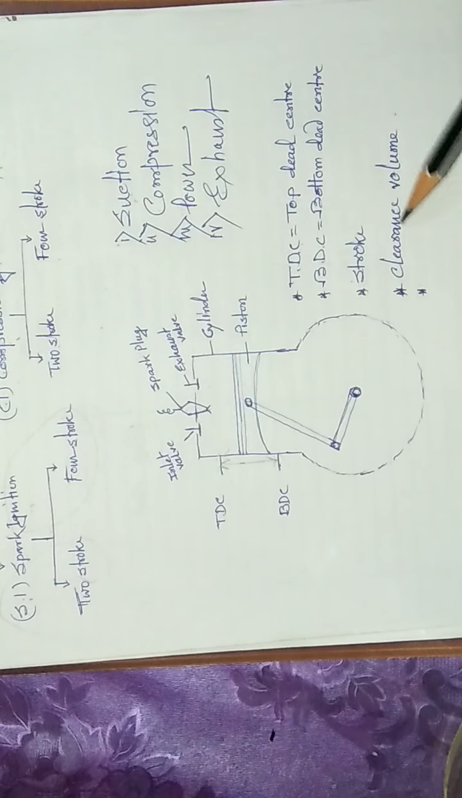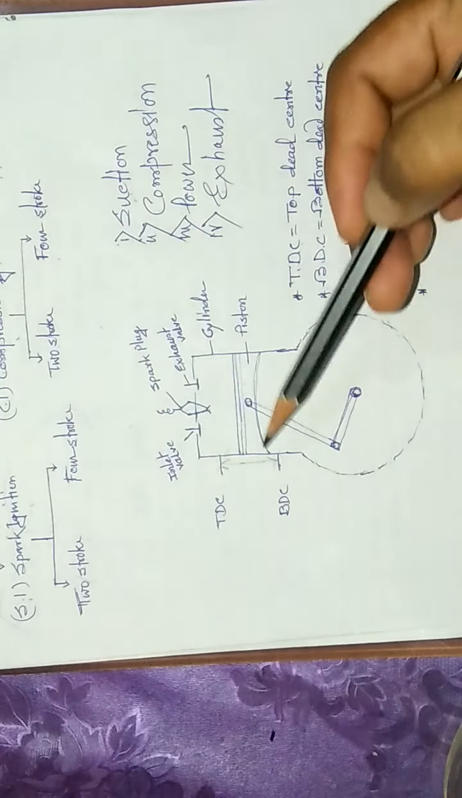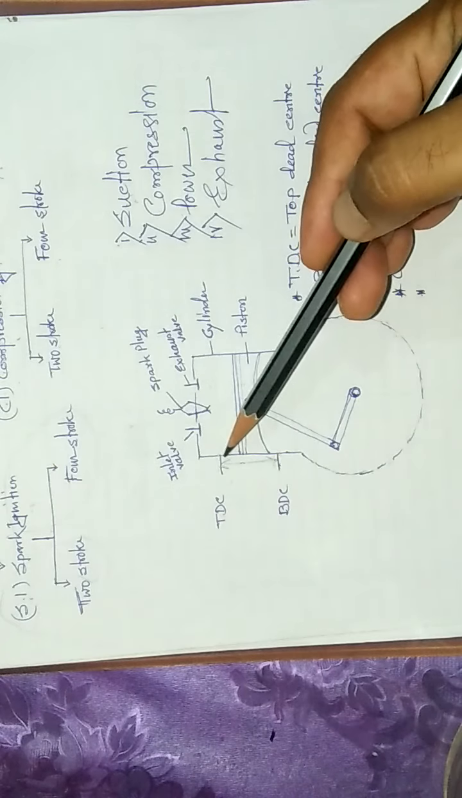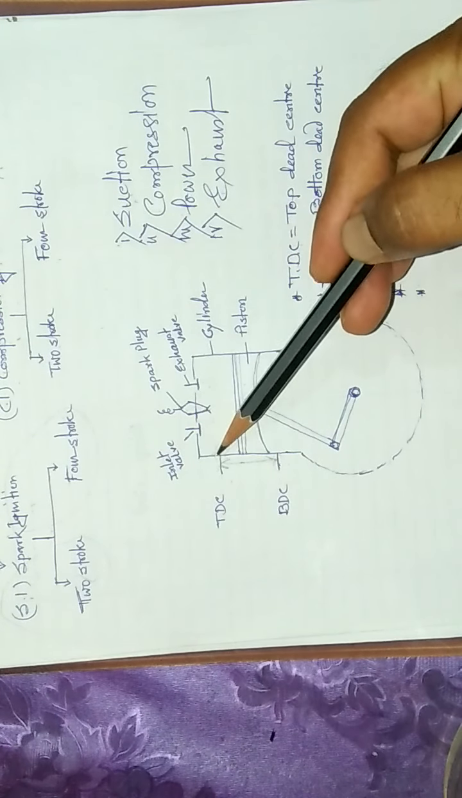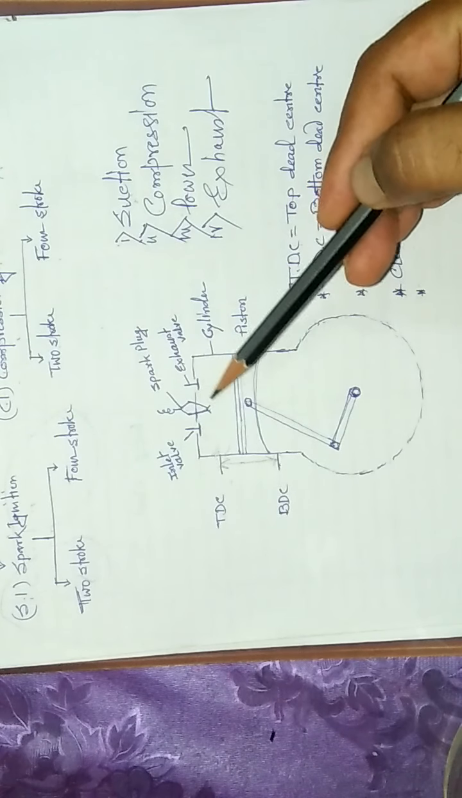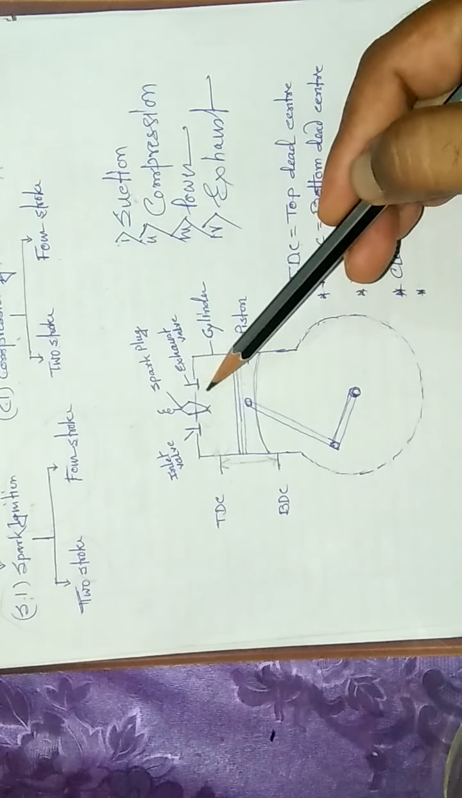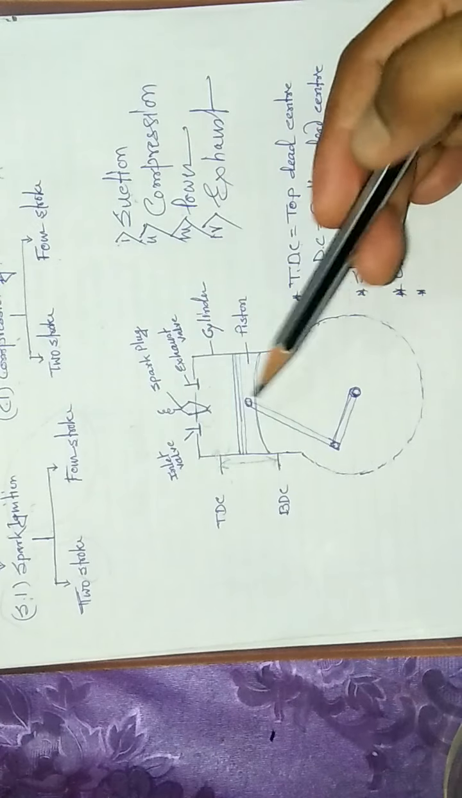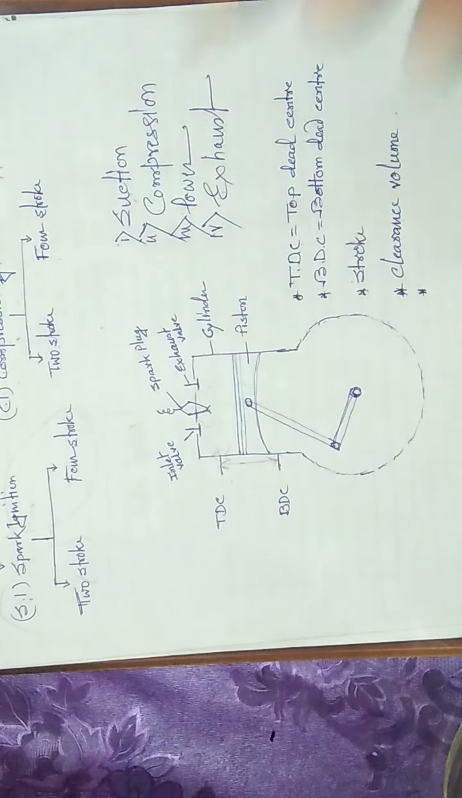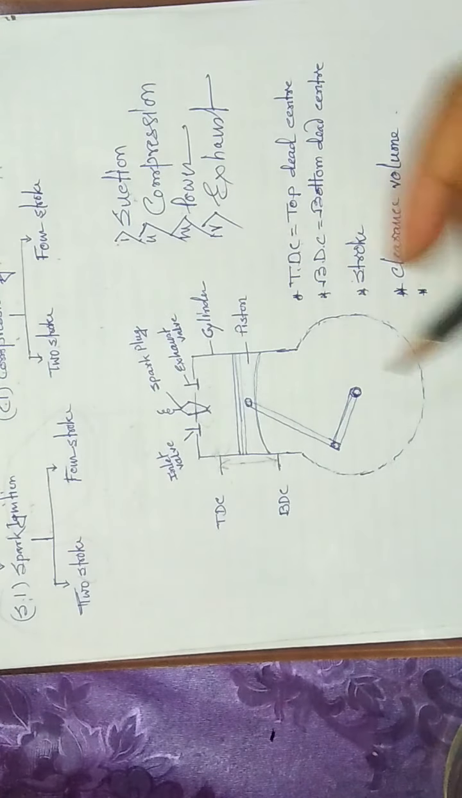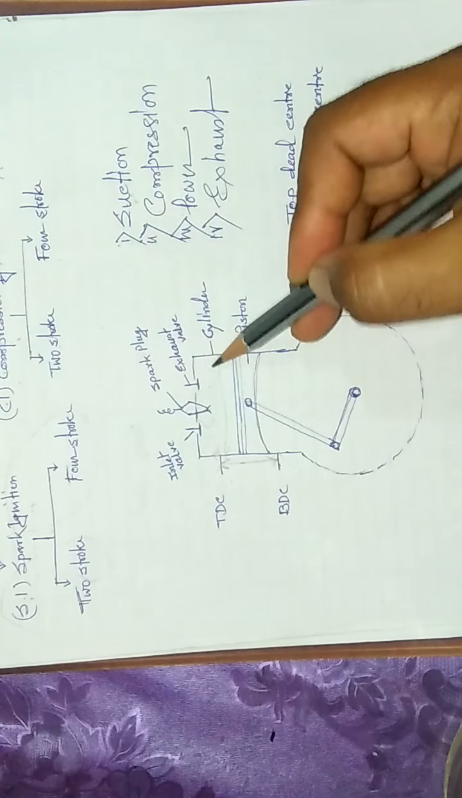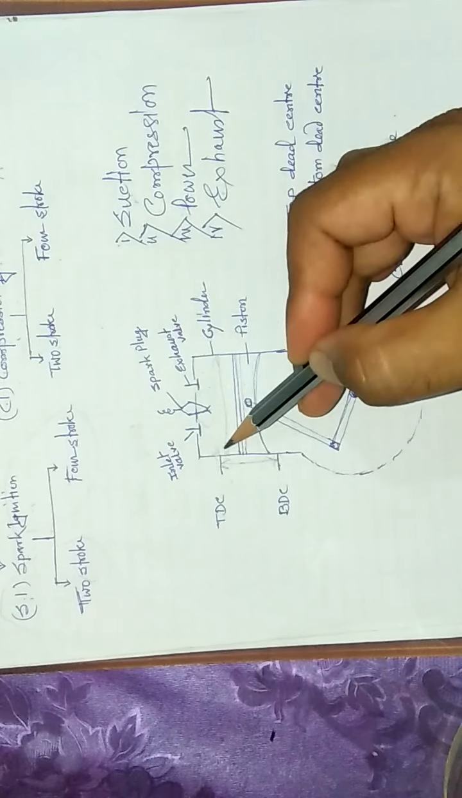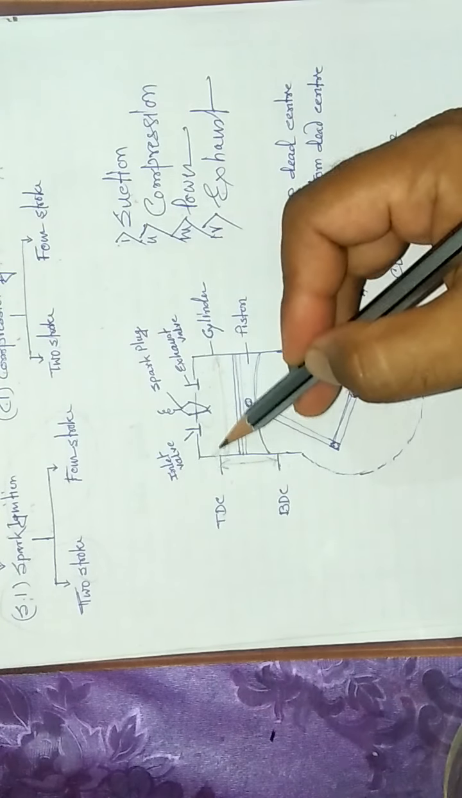Now, clearance volume. After the piston reaches TDC, the remaining space is called clearance volume, and the inside diameter of the cylinder is called the bore. Okay.